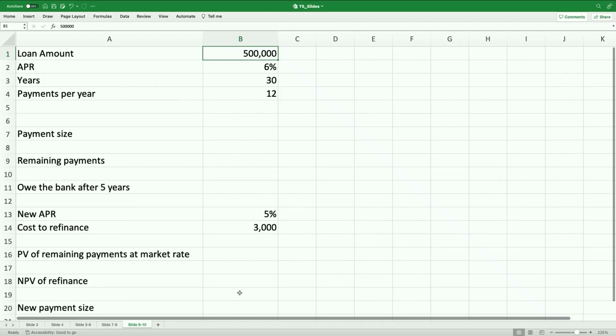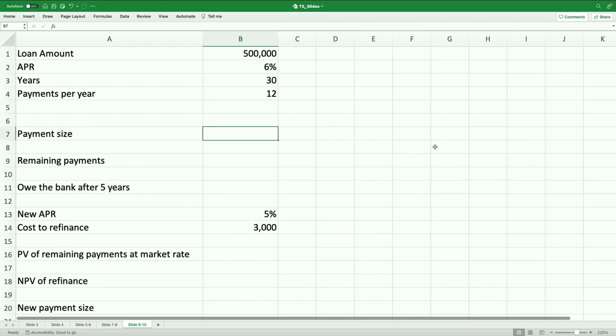So I'm on the last tab. All right, so the primitives, the inputs to the problem. The loan amount is $500,000. We're given an APR of 6%. The number of years on the loan, 30. Payments per year is 12. Okay, so first question, what would the payment size be?